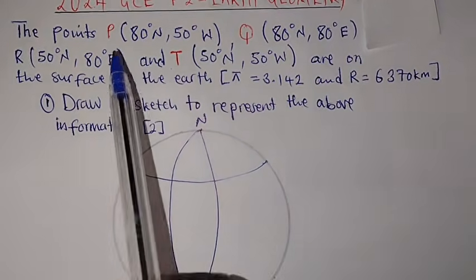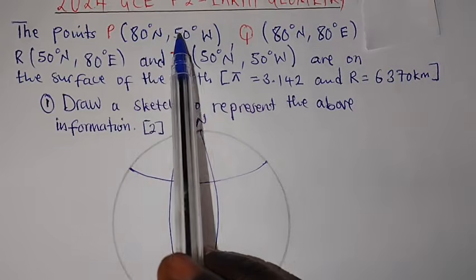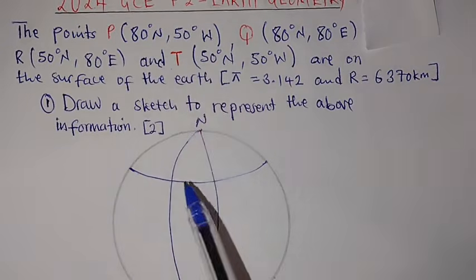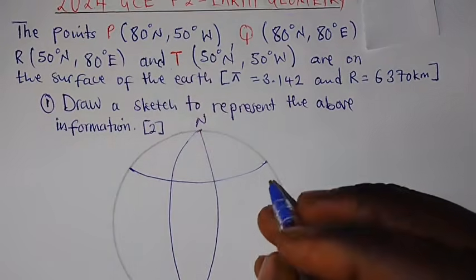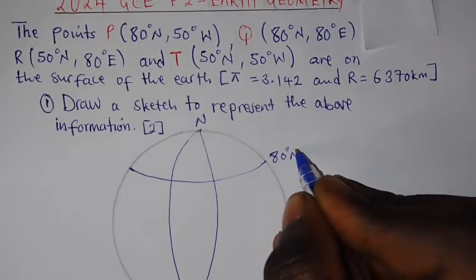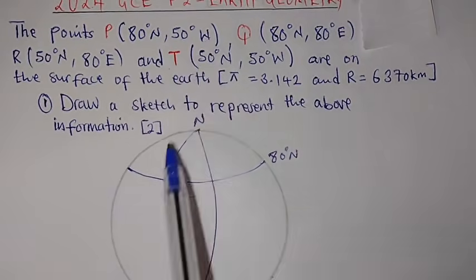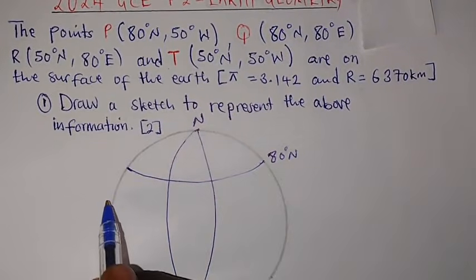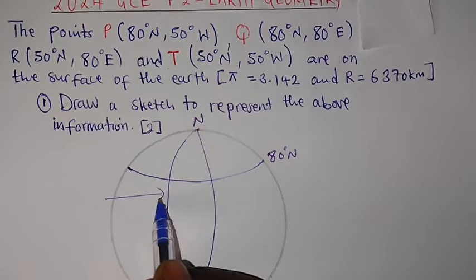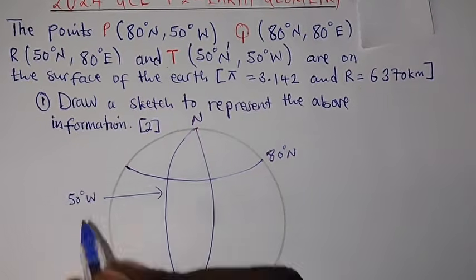Okay, so I'll look at point P. Point P is lying on latitude 80 degrees north and 50 degrees west. So this is the latitude, okay, where we're going to have this 80 degrees north. Okay, and since this longitude is 50 degrees west, the west side is here. So we are going to have this longitude right here. We just indicate 50 degrees west.